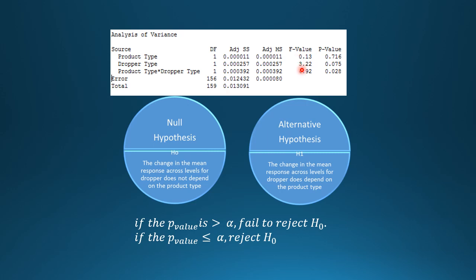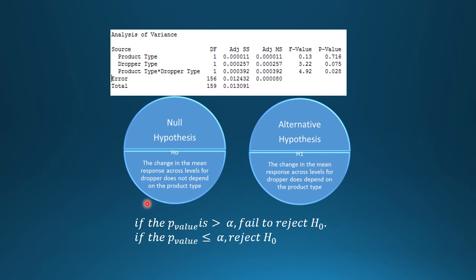So, should we reject the null hypothesis that the mean response among the levels of dropper type does not depend on the product type? We use the p-value to answer this question. The p-value is the probability of obtaining an F statistic at least as extreme as the actual calculated value given the null hypothesis is true.